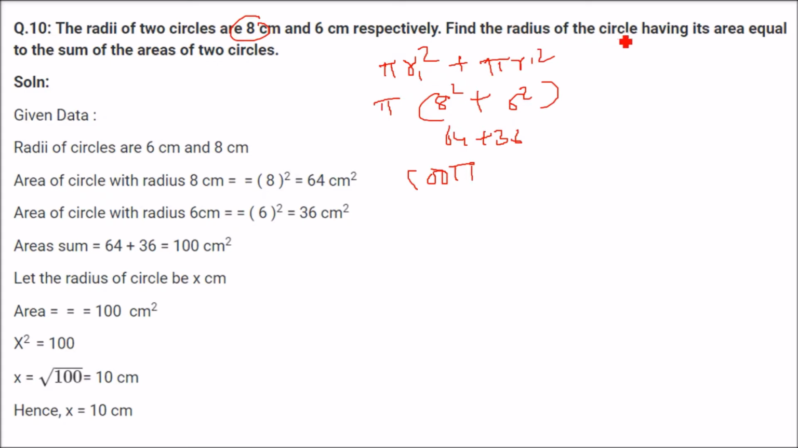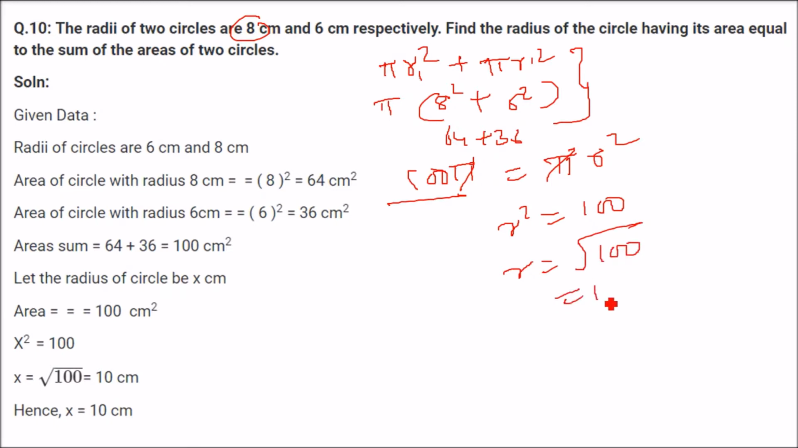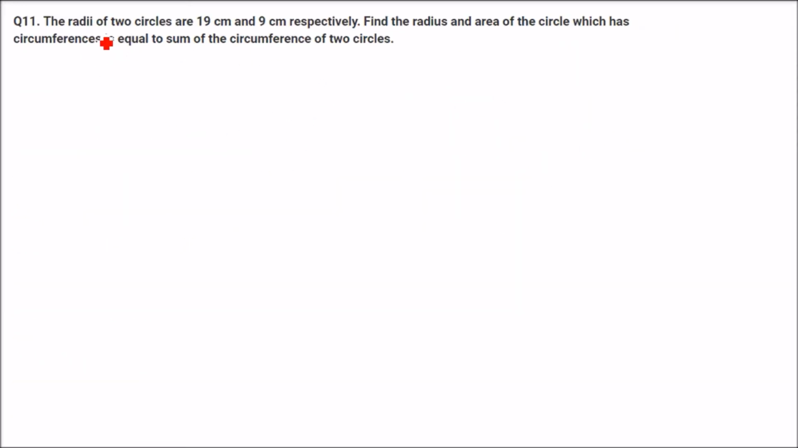Now we have to find the radius of the circle having its area equal to the sum of the areas of the two circles. So the sum we have already taken, 100 pi. This is going to be equal to pi r square. So pi gets cancelled, r square is equal to 100. r will be equal to the square root of 100, that is 10. So 10 is the radius of a circle whose area is the sum of these two circles.